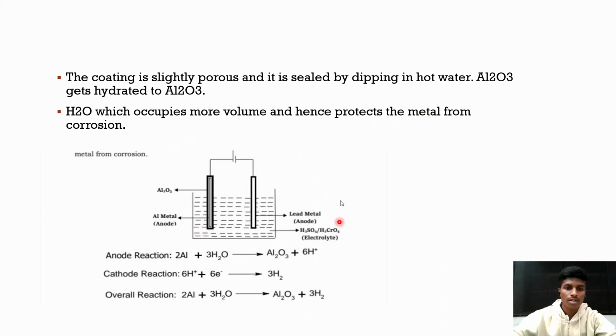This is a detailed picture of the process. In the anodic reaction, aluminum reacts with water to form Al2O3, aluminum oxide, with liberation of 6H+ ions. In the cathodic reaction, 6H+ ions combine with 6 electrons to form 3H2, which is 3 hydrogen molecules. In the overall reaction, aluminum plus water gives aluminum oxide plus hydrogen. This is the anodic reaction and this is the cathodic reaction.